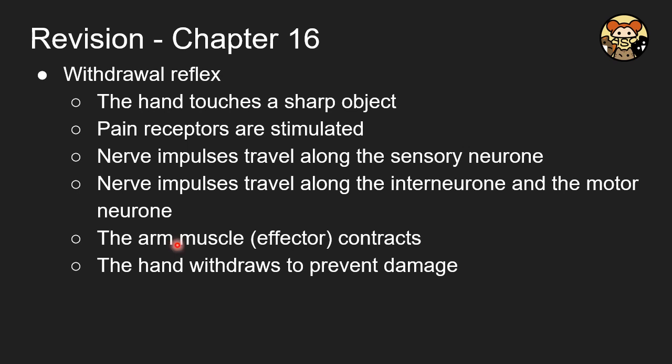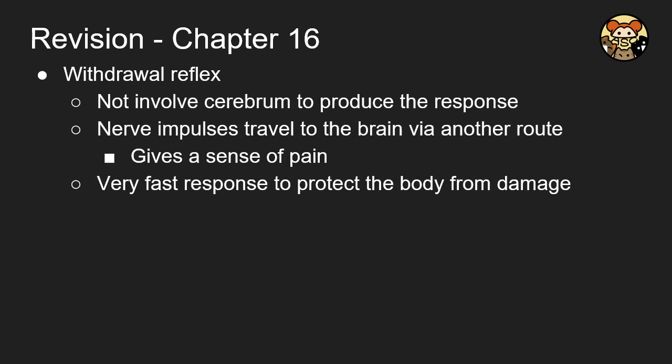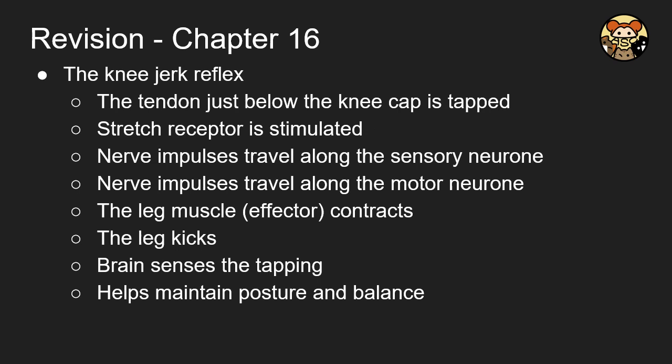So for the withdrawal reflex, this is the general phenomenon and procedure. The main point is it doesn't involve the cerebrum, and the nerve impulse will still travel to the brain through other routes. That's why you have a sense of pain if you are really pricked by a pin, and it is very fast. And for the knee jerk reflex, this is the general procedure.